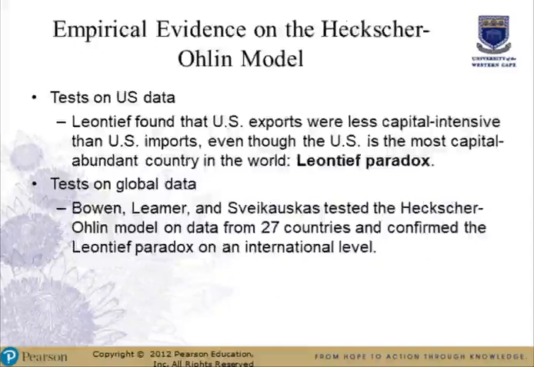Therefore, the differences in factor abundance are the basis of trade in the Heckscher-Ohlin model. More so, as we just concluded, with differences in factor abundance, trading of goods also implies trading of factors of production indirectly. This is a powerful prediction of the Heckscher-Ohlin model.